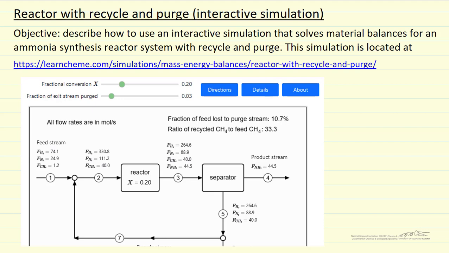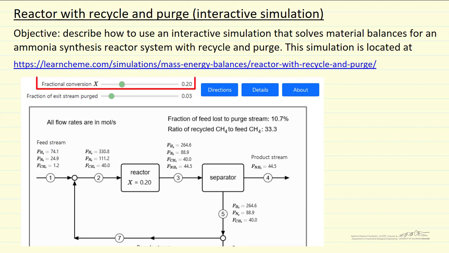I'm going to describe how to use an interactive simulation that models a simple reactor system with a separator, recycle, and purge. The purge is necessary because this system has an unreactive species in the feed, in this case methane. So this is hydrogen and nitrogen reacting to ammonia.